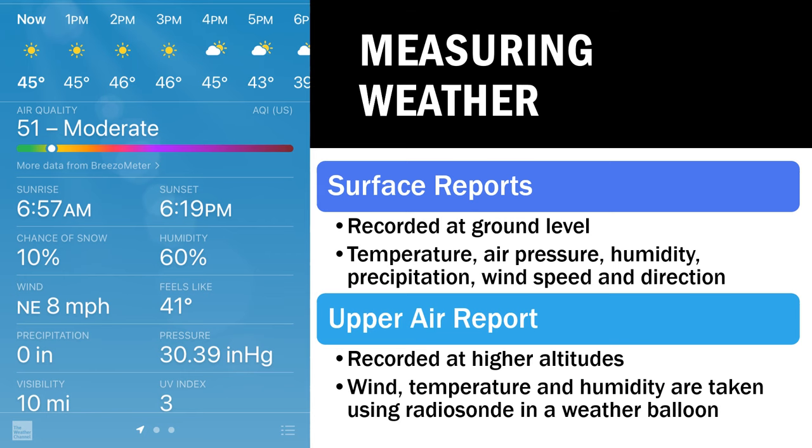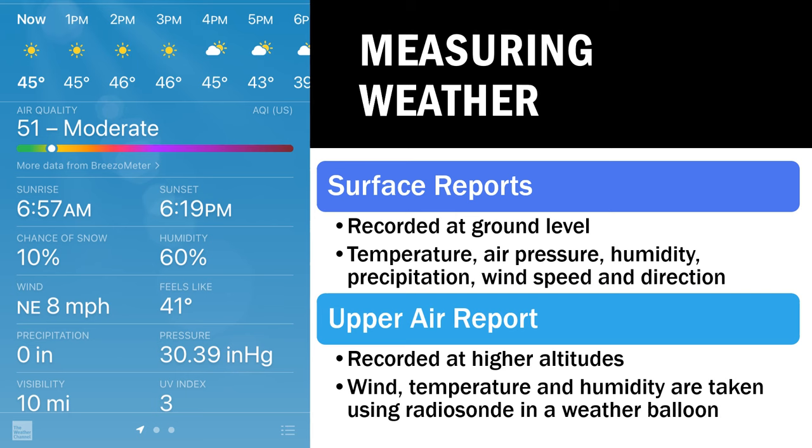In order to do so, we have to understand and distinguish the difference between whether it is happening at a surface report or an upper air report. Surface reports are taking place down here at Earth's surface, and we are more concerned about this because this is where it is affecting us. So we look at temperature, air pressure, humidity, precipitation, wind speed, and direction because that's what is directly affecting us.